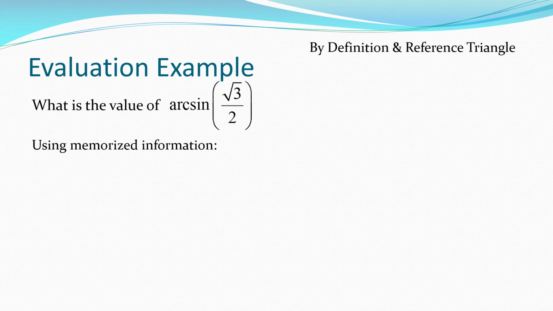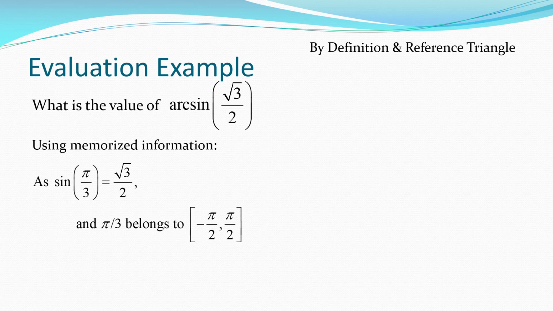Now that I've reviewed the basic definition of the different arc functions, let's just review how to evaluate them. So I want to know the value of the arc sine of square root of 3 over 2. You think of it as the inverse of the restricted sine of square root of 3 over 2. So there's two ways to do that. One is you just memorize a lot of stuff. And the other is you can also figure it out by using the definition of the arc functions and using the reference triangles you probably were taught in trigonometry.